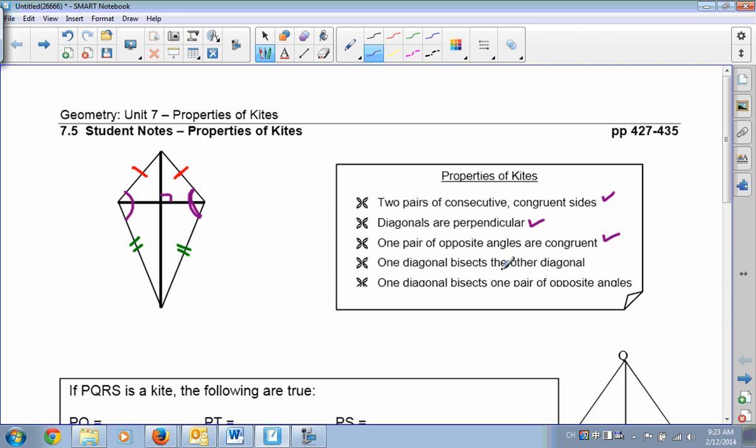One diagonal bisects the other. So one diagonal, this one, bisects this one. So that means these two side lengths here are both what? Congruent. Good. So we're going to mark these. That is congruent to that.